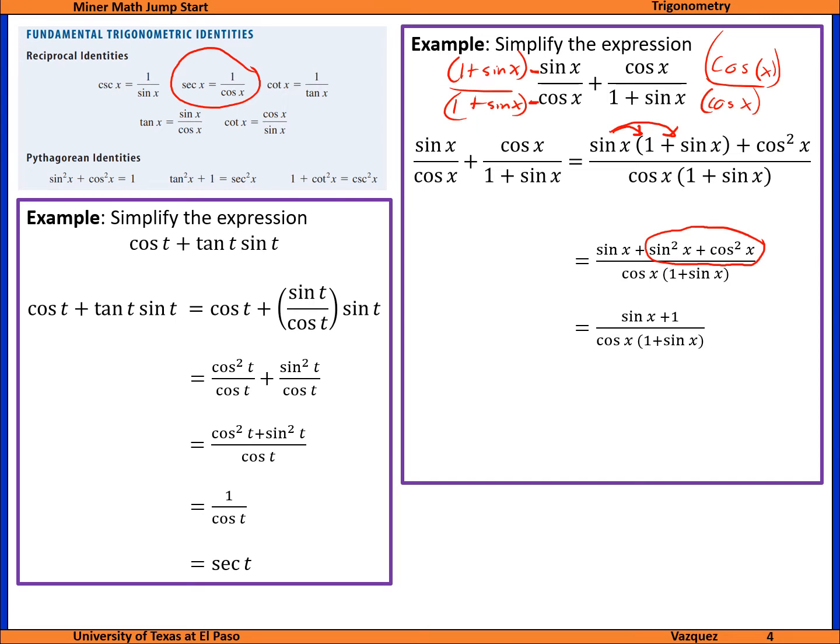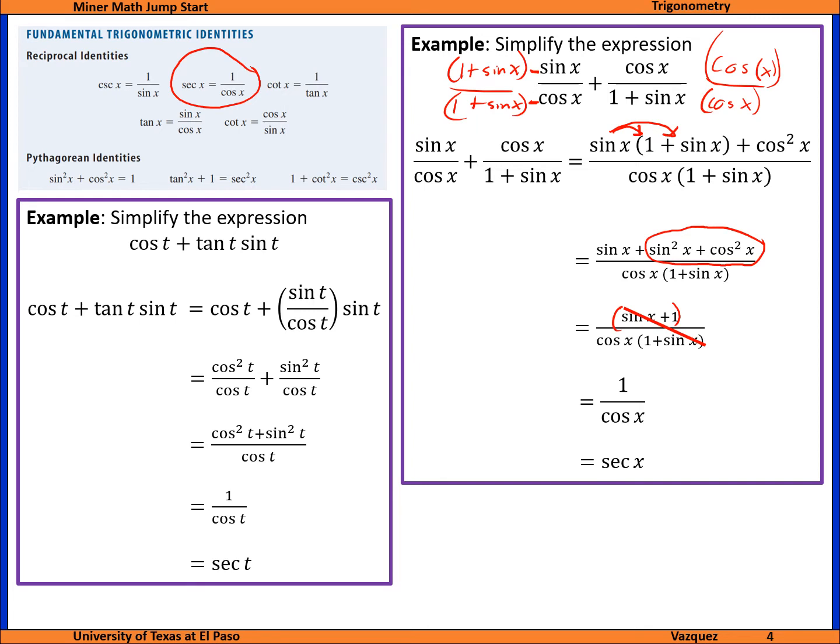Now notice we have the numerator and the denominator, we have the same thing. I'm going to put these in parentheses. We can now cancel these two out, right? They're the same thing. What are we left with? 1 over cosine x, which is, again, like the last problem, secant x.